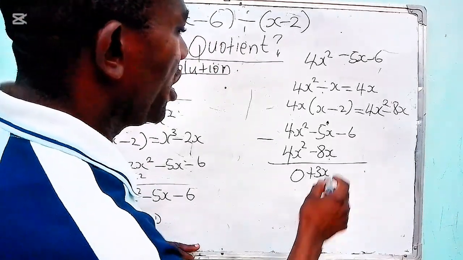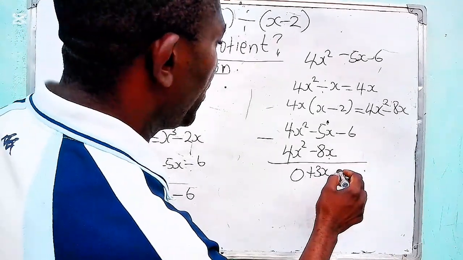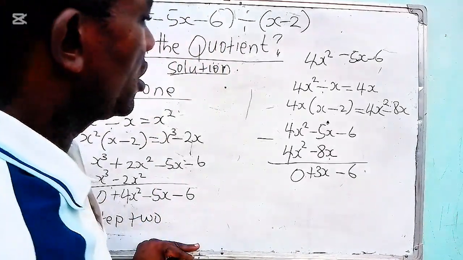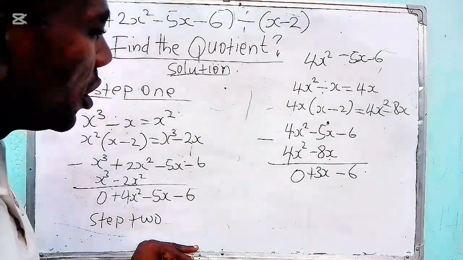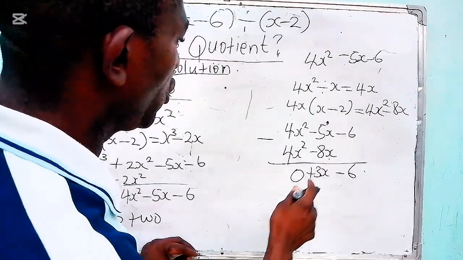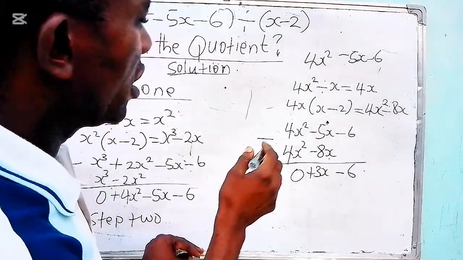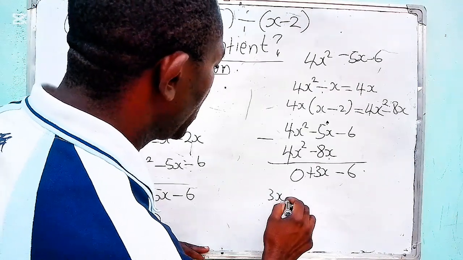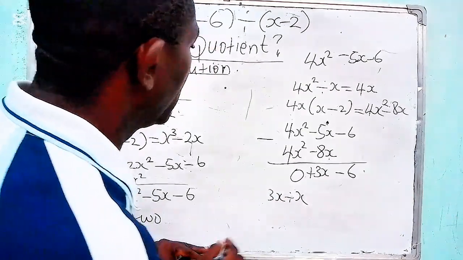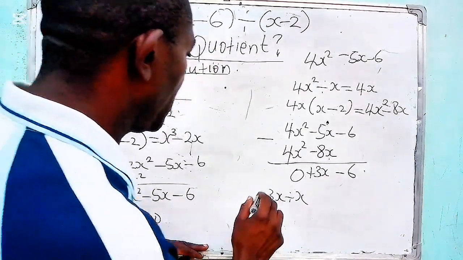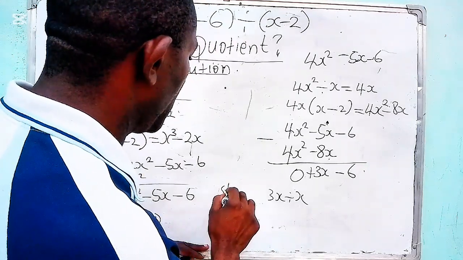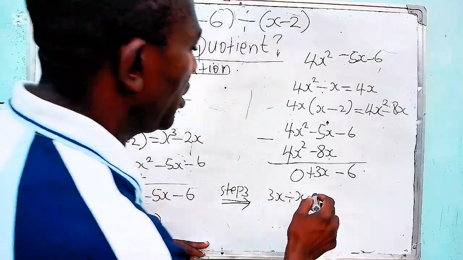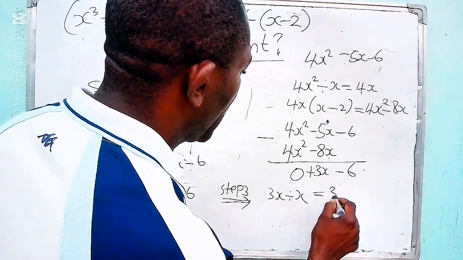Alright? Then you bring this one down. Minus 6. That is step 2. That is what we have in step 2. Now we are still going to divide 3x divided by x. That is step 3. So at the end, you are going to have 3.